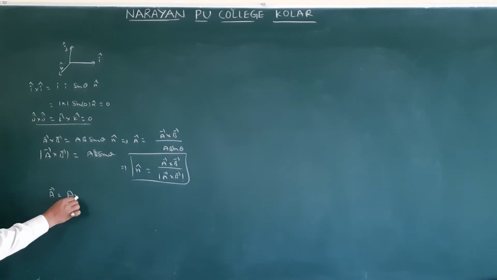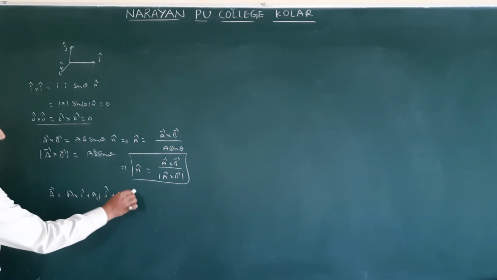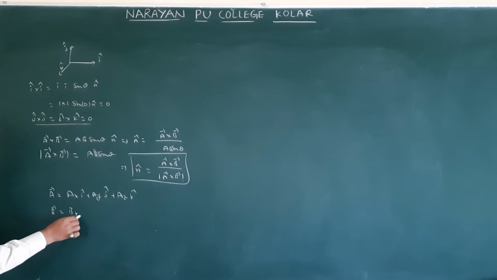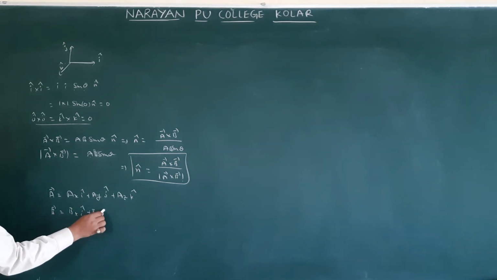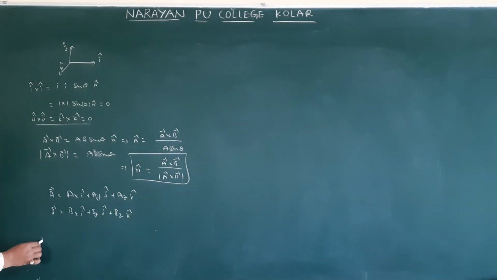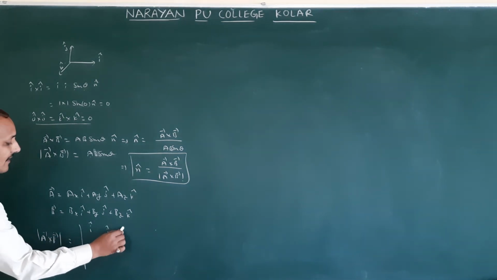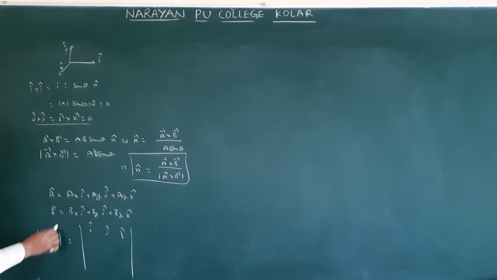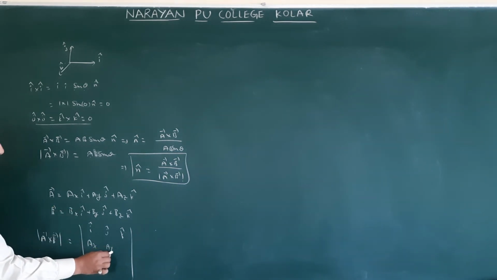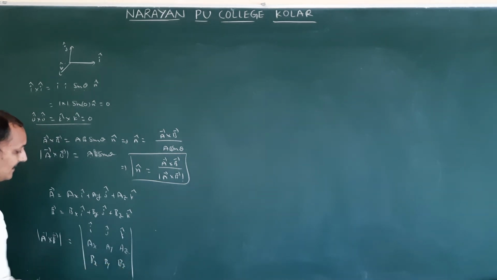A bar is equal to AX I cap plus AY J cap plus AZ K cap. B bar is equal to BX I cap plus BY J cap plus BZ K cap. And how to find A bar cross B bar? The modulus of A bar cross B bar is equal to a determinant, with I cap, J cap, K cap in the first row. First we write A bar and B bar: AX, AY, AZ, BX, BY, BZ.